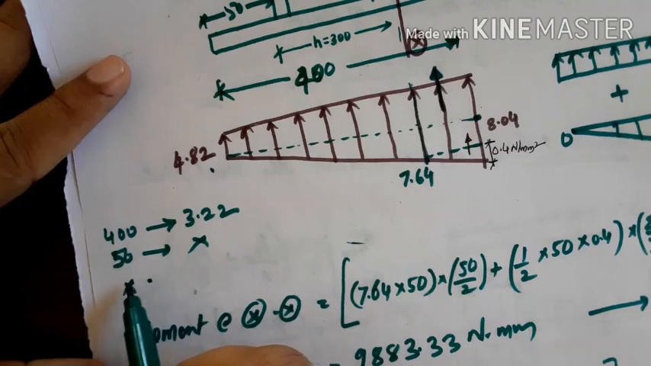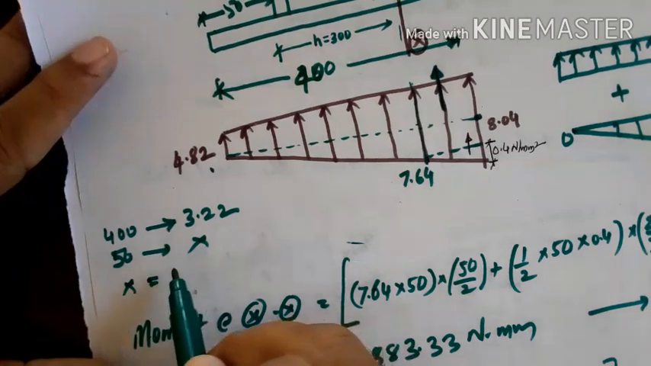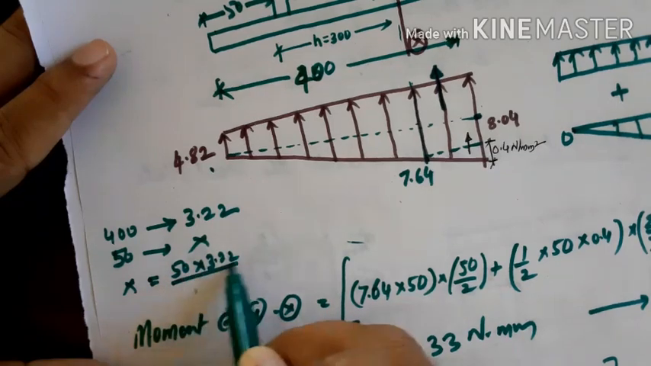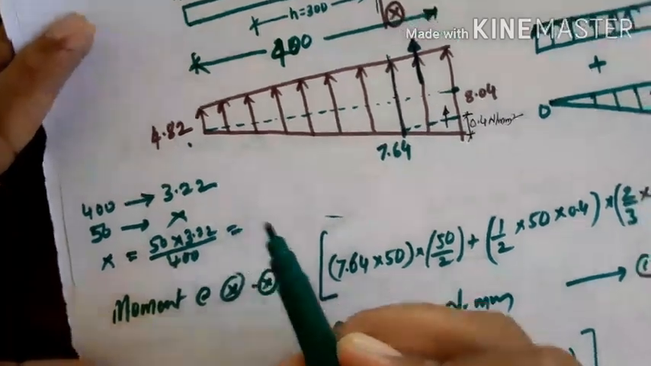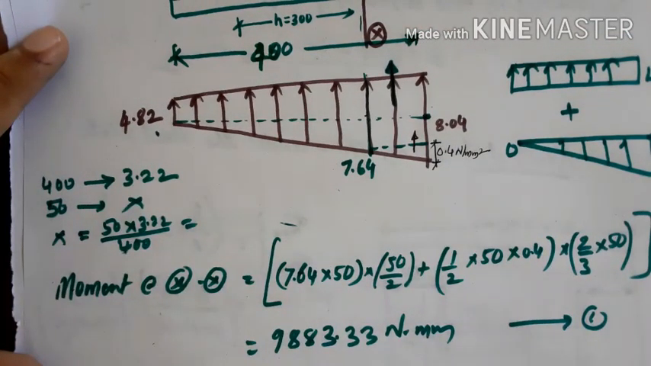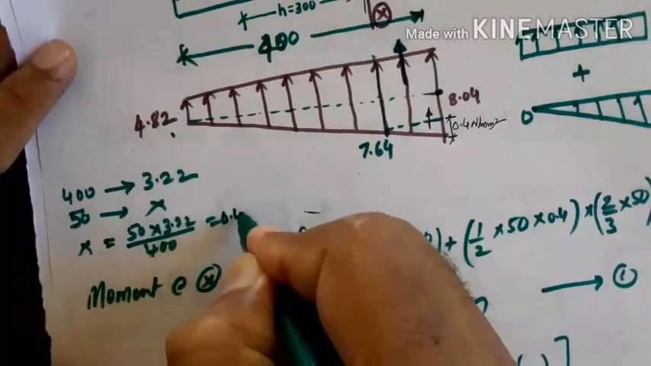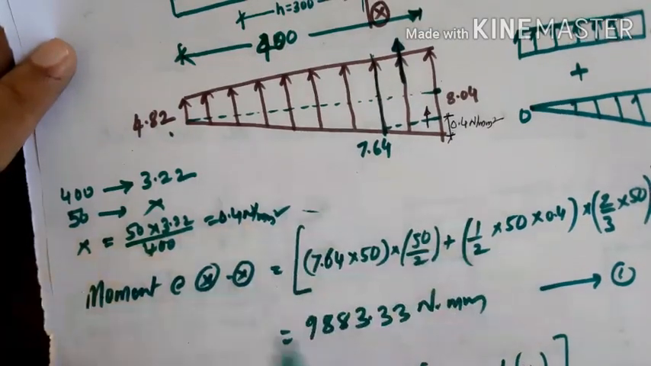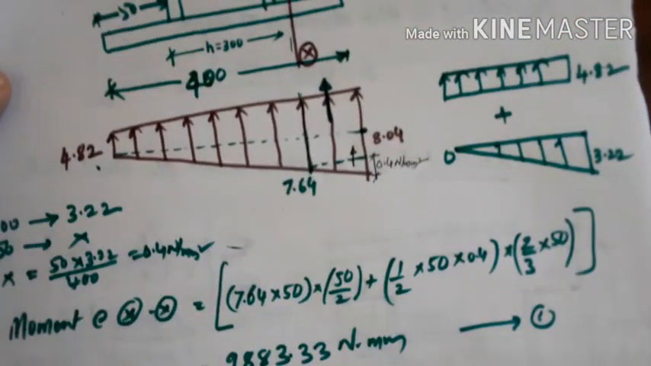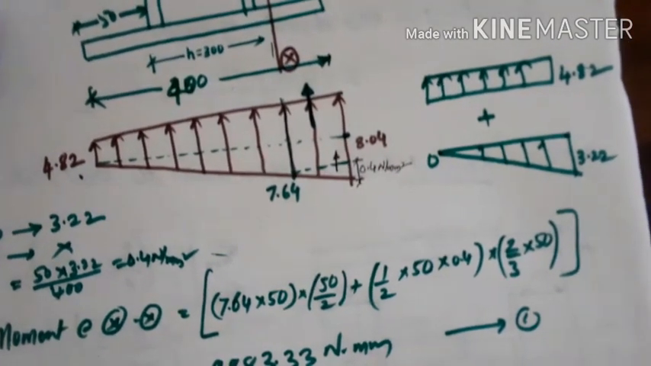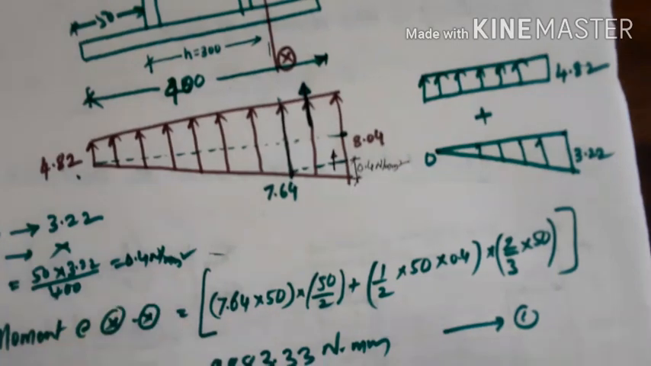I'll get X equal to 50 into 3.22 divided by 400. So what do I get? 50 divided by 400, I get 0.4. 0.4 Newton per millimeter square. Okay, I hope you understood this one. 0.4 I'll get.